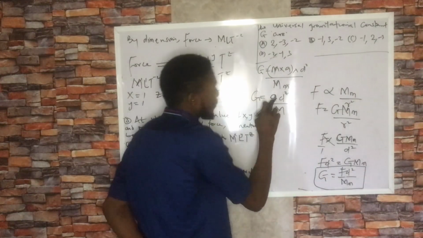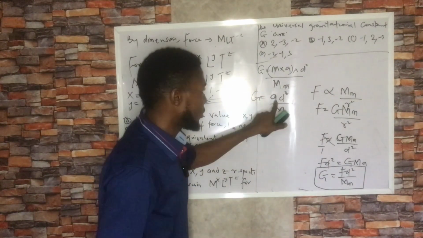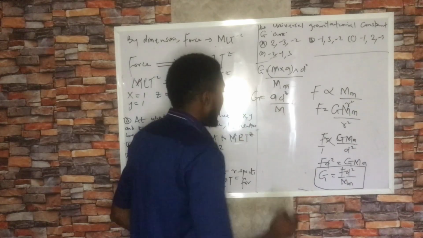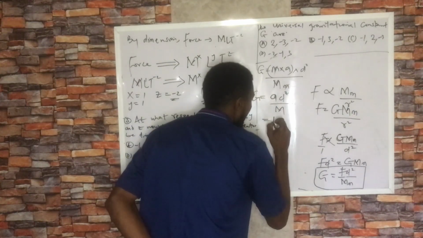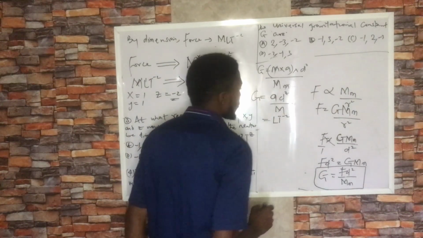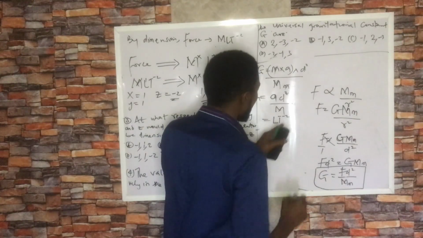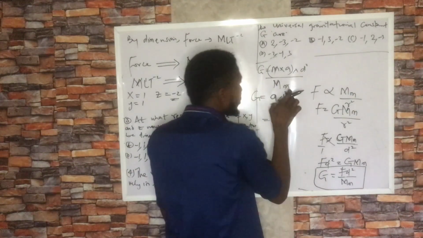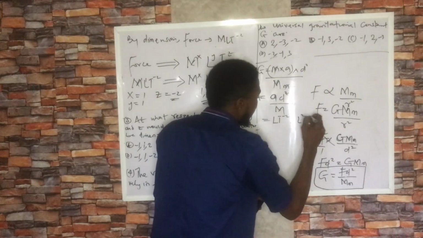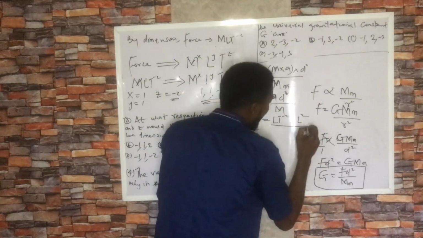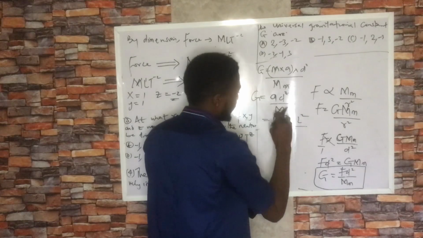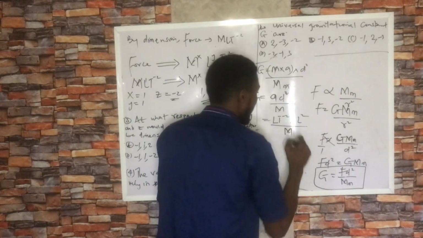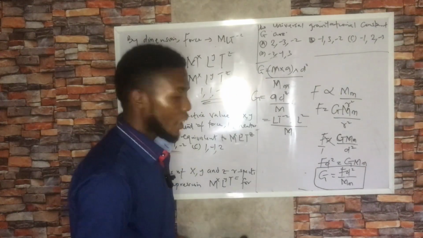So what is the dimension of acceleration? Very simple. Acceleration is given as LT raised to minus 2. You get LT raised to the power minus 2 times distance. Now you can change your distance to L, L squared. You get it now? Over, this is mass, over M. Are you getting me now?